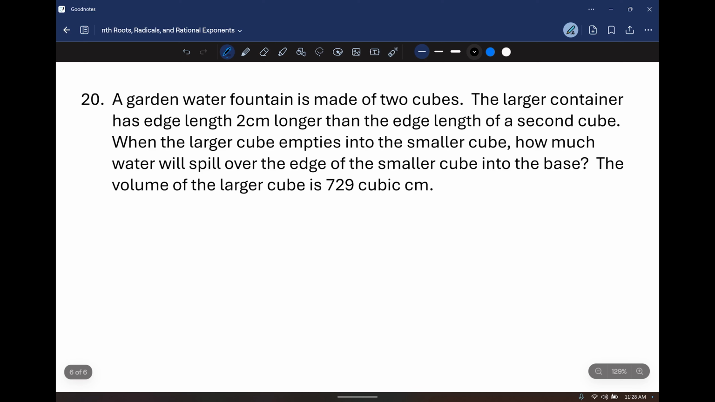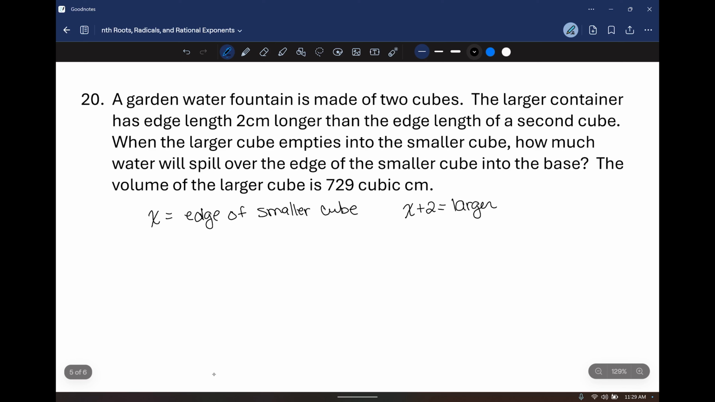So first, let's think about the edges. I'm just going to say that x is the edge of the smaller cube. And it told me that the larger one is 2 centimeters longer than the edge of the second cube. So if the edge of the second cube is x, I would add 2, and that gives me the edge of the larger. Okay, now we are doing volume.